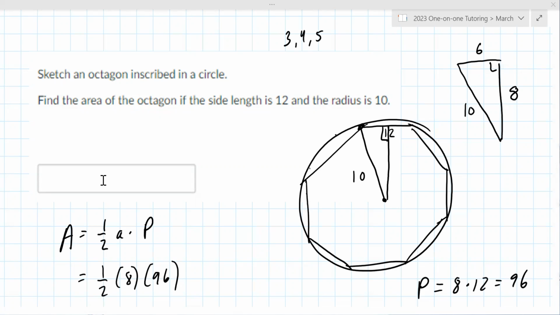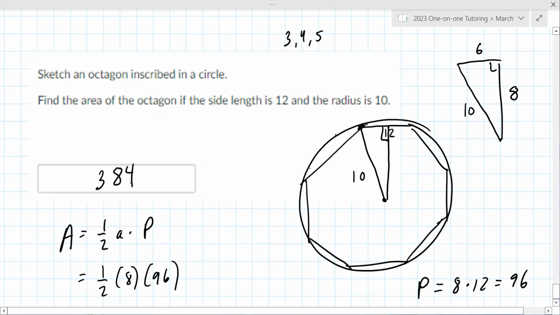So it looks like 384. Yeah. All right, number 23. Okay.